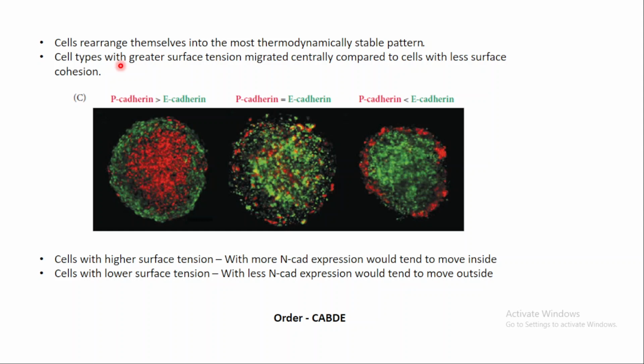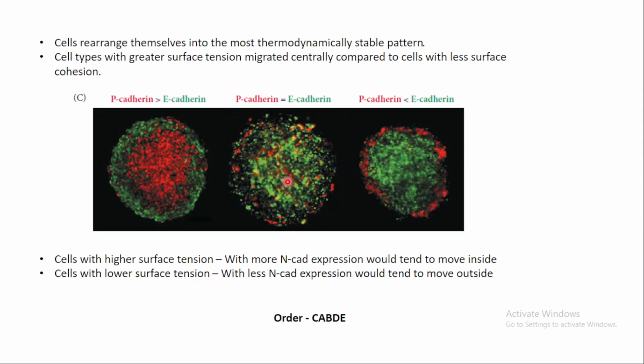So again, what does it have to do with this explanation? Cells can rearrange themselves into the most thermodynamically stable patterns. So always these cells will try to attain the most thermodynamically stable organization. That means cells with greater surface tension will accumulate together in the center, and cells with lesser surface tension will move to the outside. That is what I have written here.